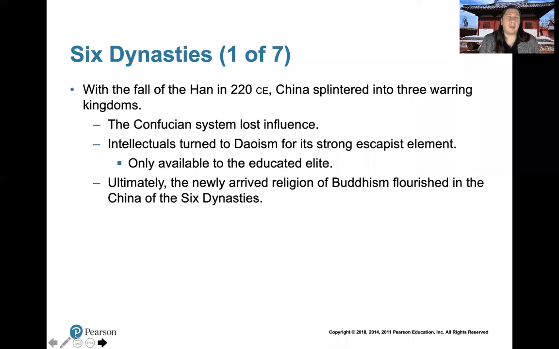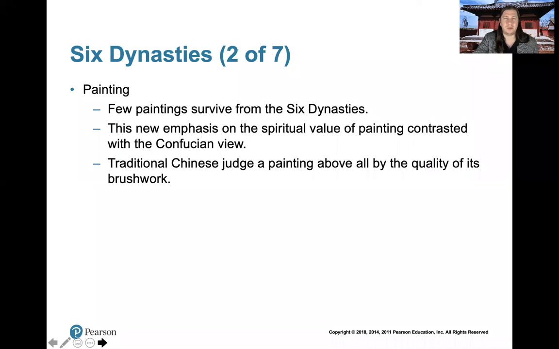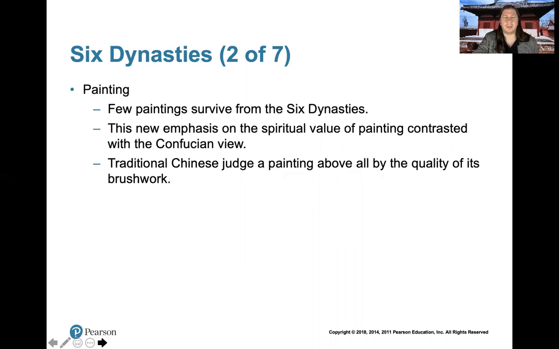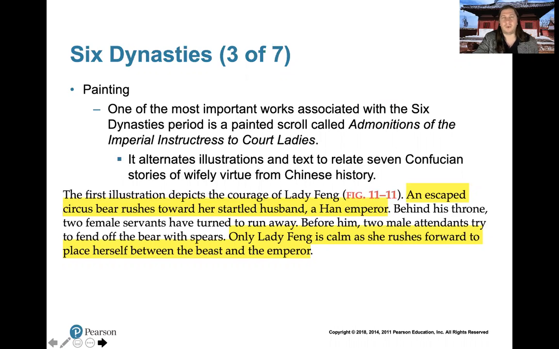So there's a collapse of the Han dynasty where China gets broken up into 3 warring kingdoms. This is known as the 6 dynasties period, and the Confucian system sort of loses influence. Because it's kind of chaotic, there's an opening for Buddhism to flourish in China. There's not a lot of painting that survives from the 6 dynasties period. For the Chinese, brush marks were kind of the ultimate measure of quality.